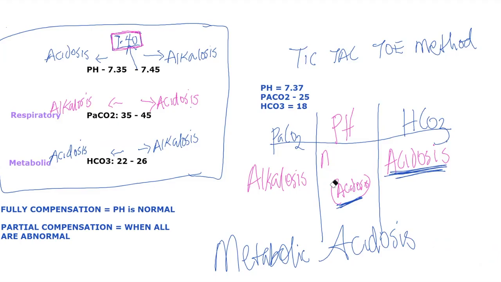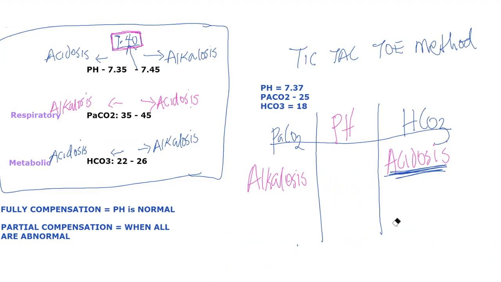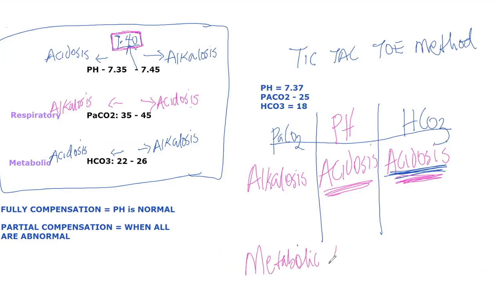If my pH were acidosis also over here, again, it's matching up with my HCO3, so I still have a metabolic acidosis going on, but I actually have a partial compensation. I told you when they are all abnormal, you have a partial compensation. PaCO2 right now is alkalotic. It's not within its normal range. pH right now is acidosis. It's not within its normal range. HCO3 right now is acidotic. It's not within its normal range.